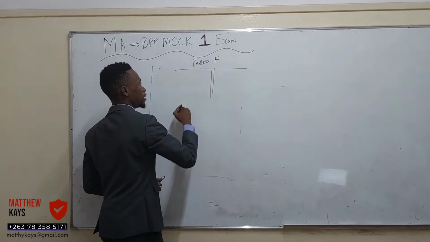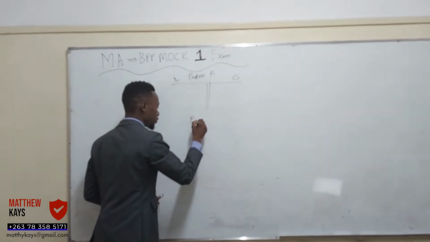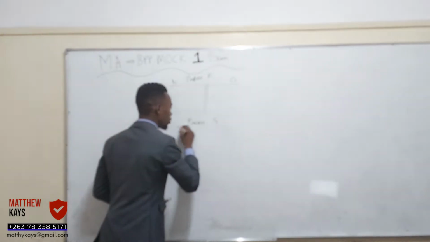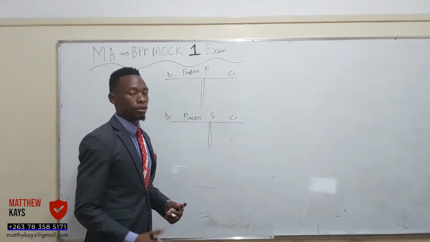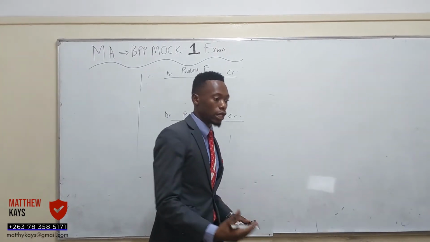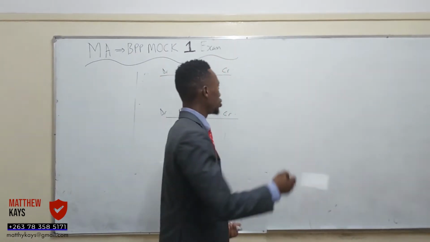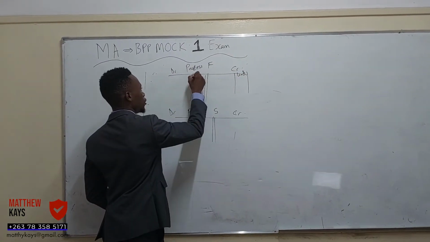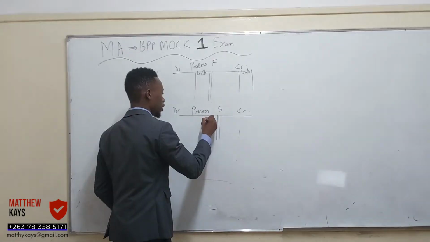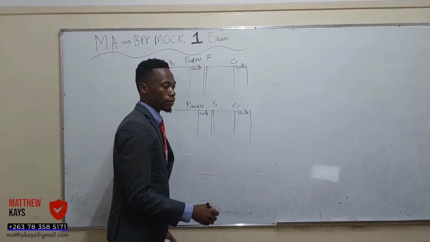allow me to open the T account. This is my debit, this is my credit. Process G, this is my debit, this is my credit. There can be a column for the units and for the value. But looking at this question, we don't have the values, so I'm going to put the units only, guys.